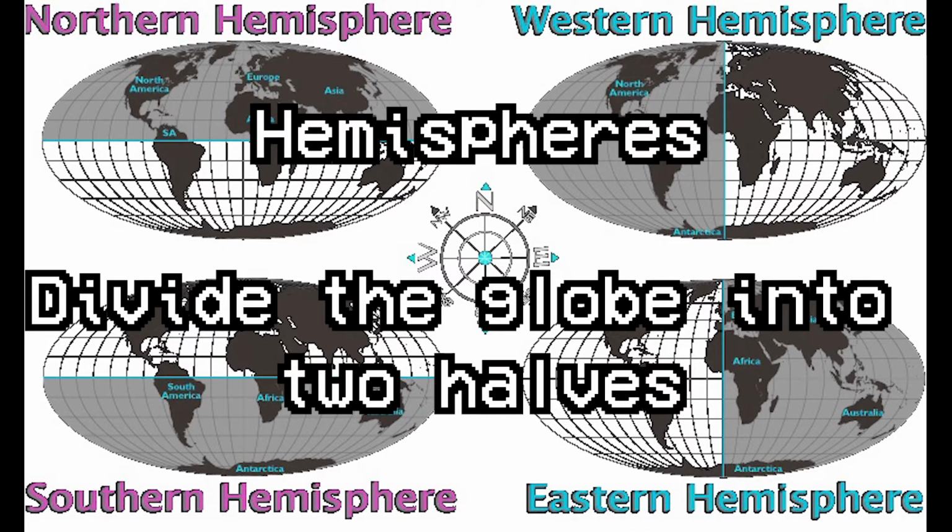And if you're getting bored of me talking about lines, I promise I only have one more term left before I move away from talking about lines. So finally, we have hemispheres, which divide the globe into 2 halves. See, I told you, that was it.